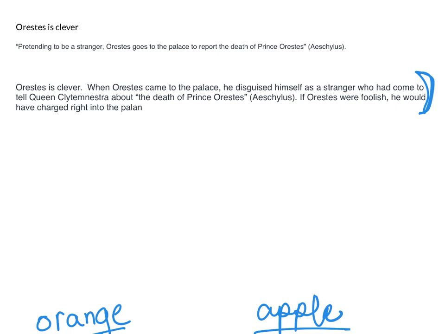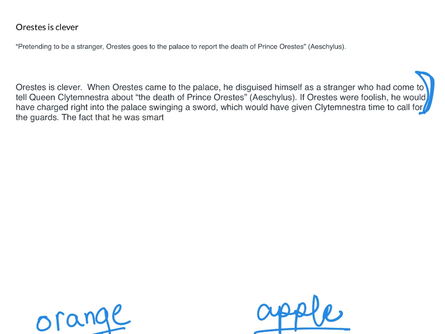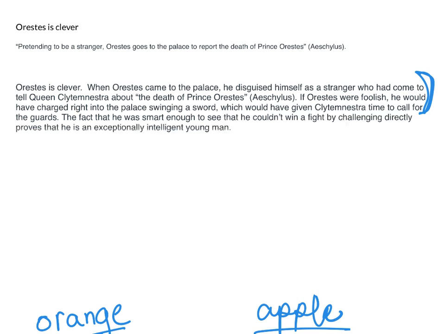right into the palace, swinging a sword, which would have given Clytemnestra time to call for the guards. That's what would have happened if he were stupid. Did that happen? No. The fact that he was smart enough to see that he couldn't win a fight by challenging directly proves that he is an exceptionally intelligent young man.